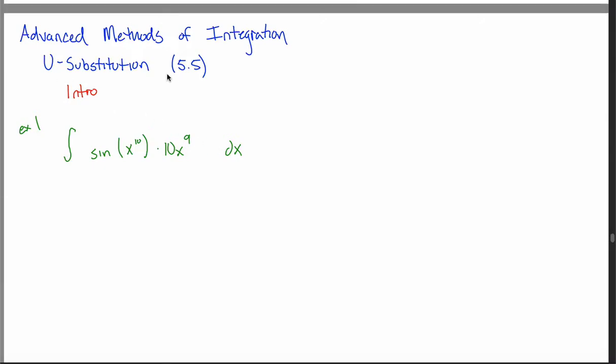All right, new section. In this section 5.5, we learn a technique called U-Substitution. U-Substitution may be the most important technique that you learn in this entire class. Definitely one of my favorite techniques that you learn in this class. And it falls into a new category. I call it advanced methods of integration.